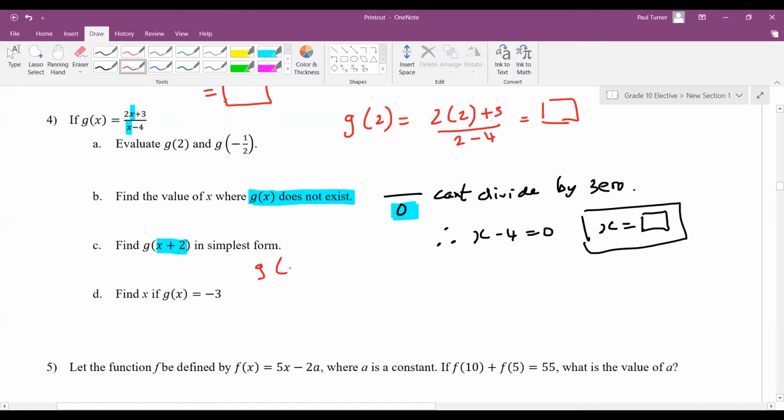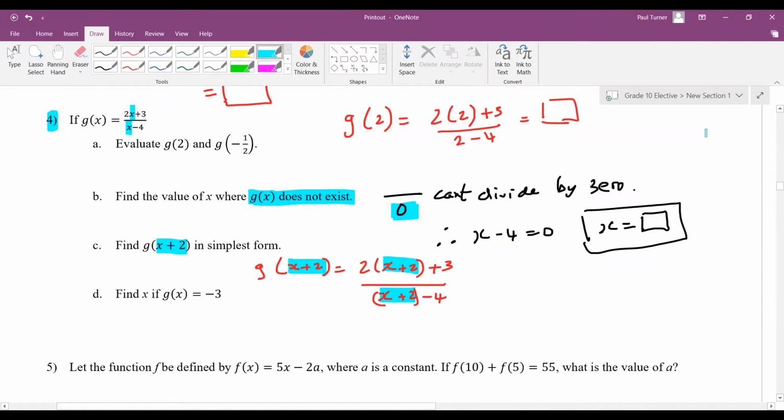So basically you'll get 2, let's write x plus 2. So you'll get 2(x + 2) plus 3. You can finish this yourself. And (x + 2) minus 4. You can have a bracket there if you want. You don't need it. But that x plus 2 is in the question. And then we substitute that into x for each part of your function up here.